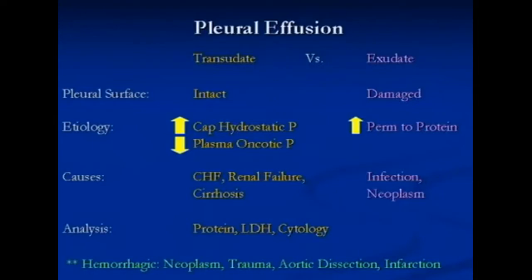They have intact pleural surfaces, and the problem with how we get the pleural fluid is it's generally either an increase in capillary hydrostatic pressure or a decrease in plasma oncotic pressure, and it usually results from CHF, renal failure, cirrhosis, things like that. Whereas an exudate results from a damaged pleural surface, causes permeability to protein, and is usually related to either infection or neoplasm. And by the way, the third category, which is not in this slide, but along the green at the bottom, is, of course, hemorrhagic effusions, which are due to either neoplasm, trauma, dissection, or infarction.